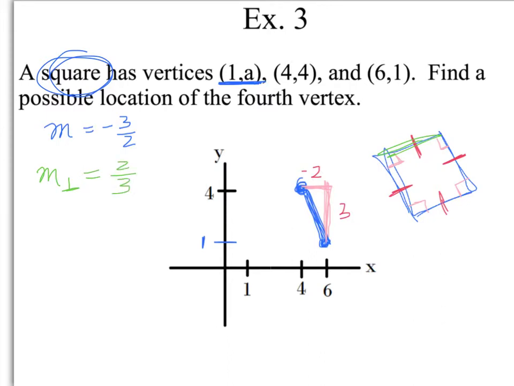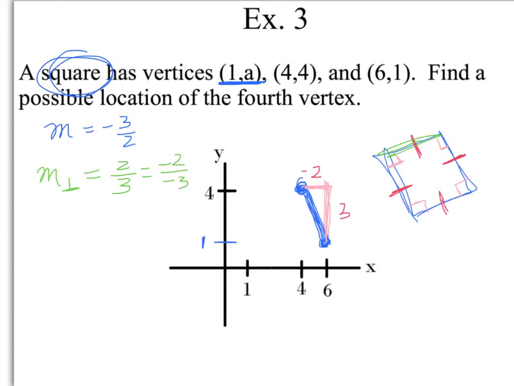2/3. So I can use that to say, well, for example, from this point to wherever my vertex should end up, the slope of this should be 2 over 3. So if I go up 2, I should go to the right 3, or if I go down 2, I go left 3. So down 2, left 3. If you're like, what?